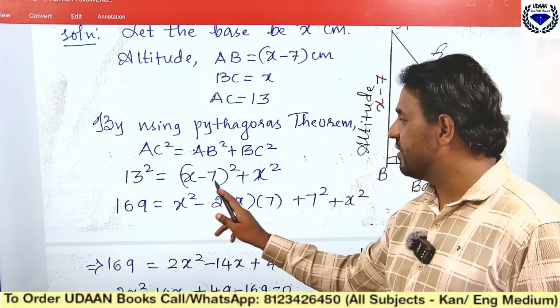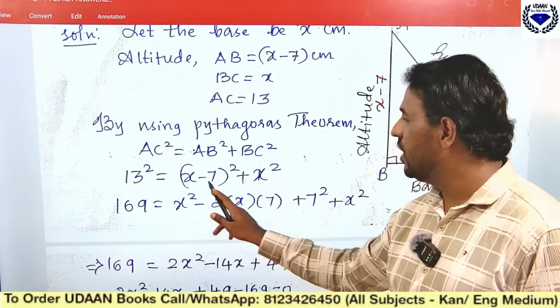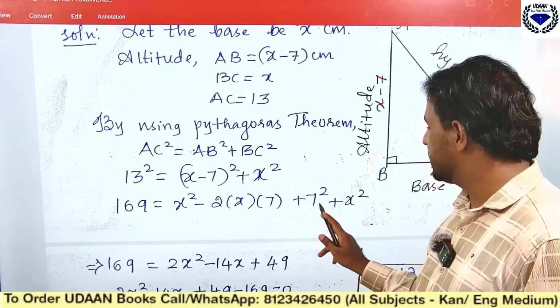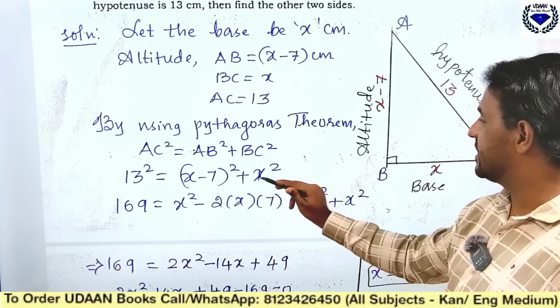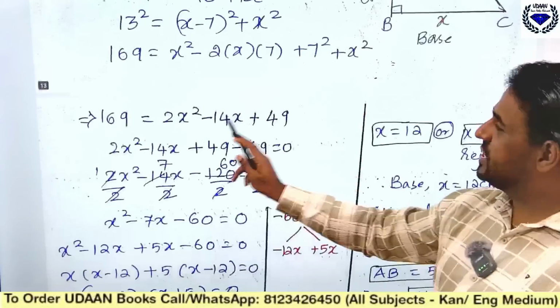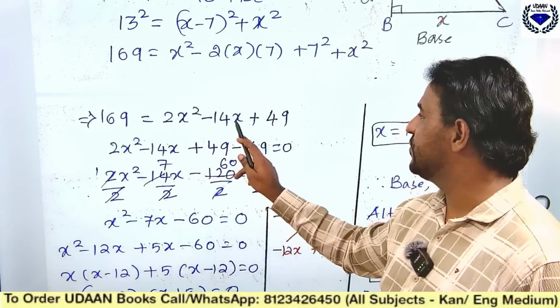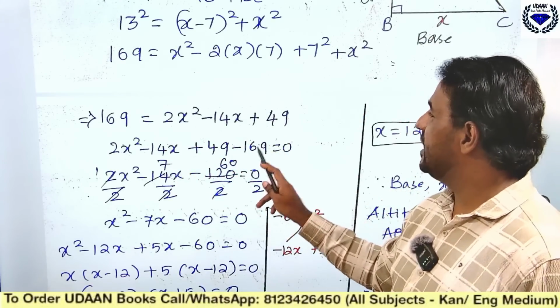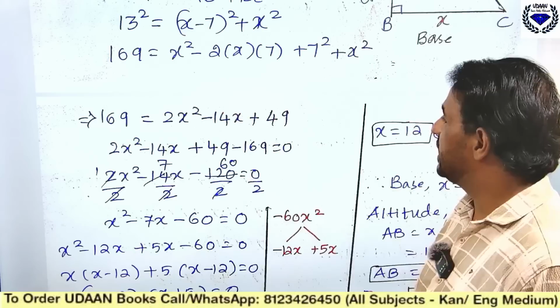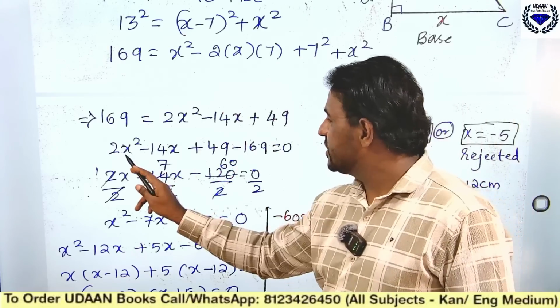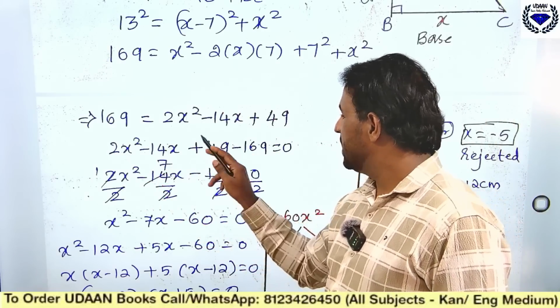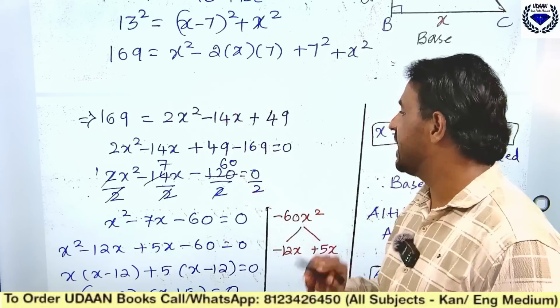Then x minus 7 the whole square, a square minus 2ab plus b square. A is x, B is 7, and x square. Sorry, 7 square. This x square is from this. Then 169 equals 2x square minus 14x plus 49. Then 7 twos are 14, so 2x square minus 14x plus 49. This 169 is taken to the right side.